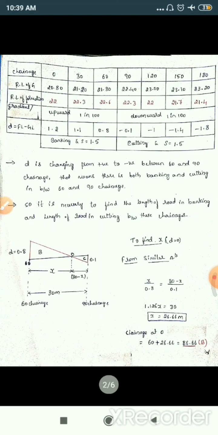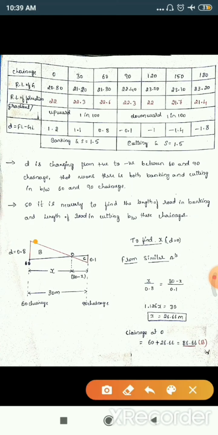In this problem, you know that the gradient formation level will change from banking to cutting. You can see here the depth D is both positive and negative between chainage 60 and 90. So you know how to calculate the length for which it is banking and the length for which it is cutting. Even in this method you have to do the same thing, which means you have to calculate the length for the banking and also the length for the cutting.